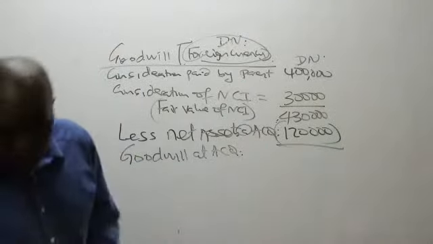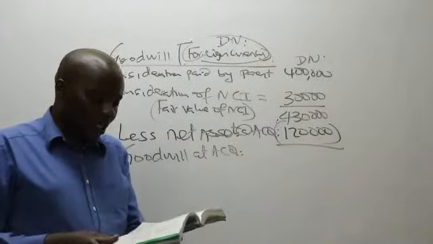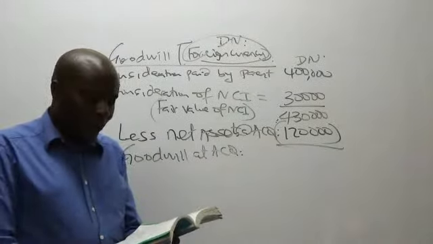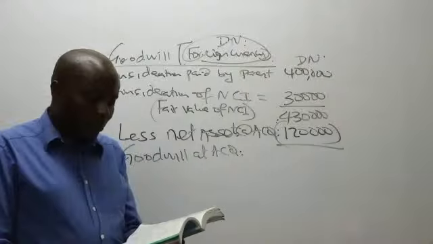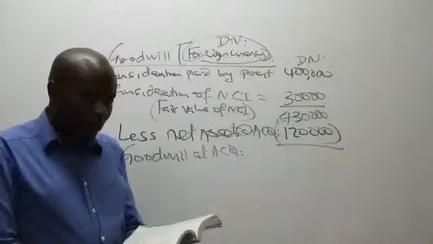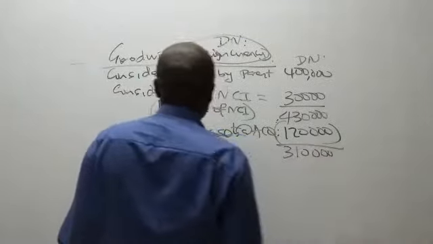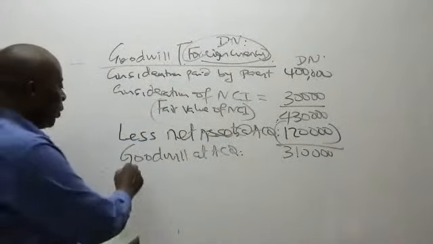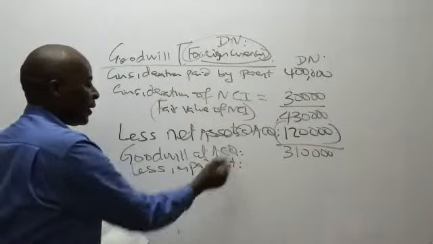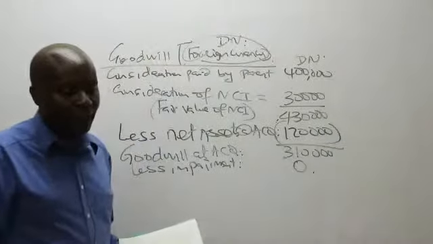What are we able to get as goodwill at acquisition? $310,000. Thank you very much. So after getting this 310,000, what do we do? We come under less impairment, isn't it? They have told us there is no impairment which occurred.